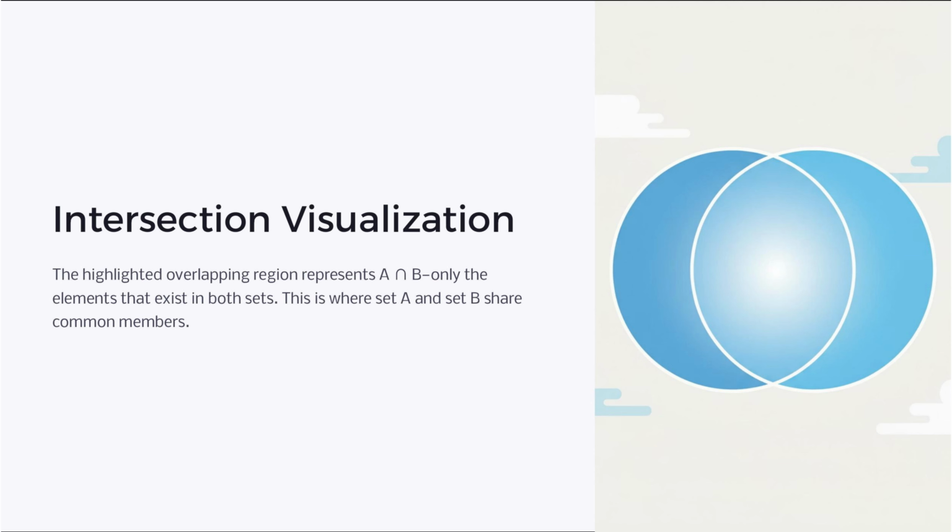Visualizing the intersection of sets A and B involves highlighting the overlapping region where both sets share common elements. This area, A ∩ B, only includes members present in both sets, effectively illustrating shared characteristics or data points.